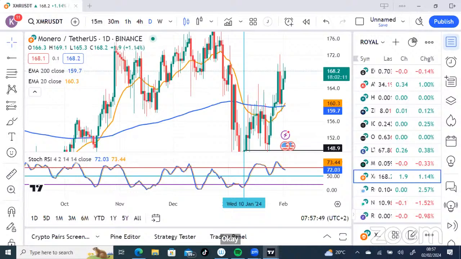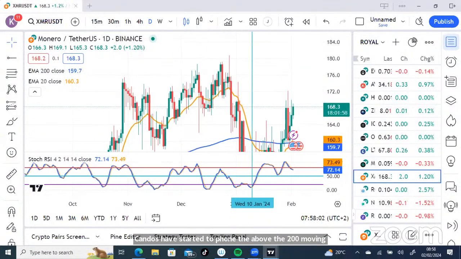Now, ladies and gentlemen, this is in one day. Candles have started to form above the 200 moving average in one day. If I want to make earlier entries and earlier exits in the market, then I will come to the 4-hour time frame.